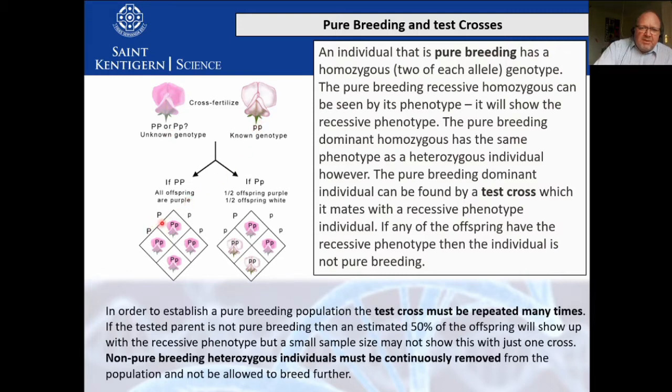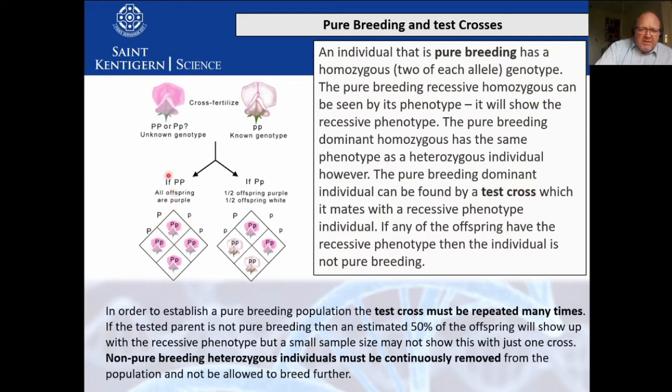Then we have two Punnett squares. You can see this is the big P. Big P can only give a big P, in both cases. And the little p can only give little p's. So when you look at the offspring, you will notice that every single one of them is going to be heterozygous. So in the phenotype, which is the one that we can see, every single one of them is going to be purple.